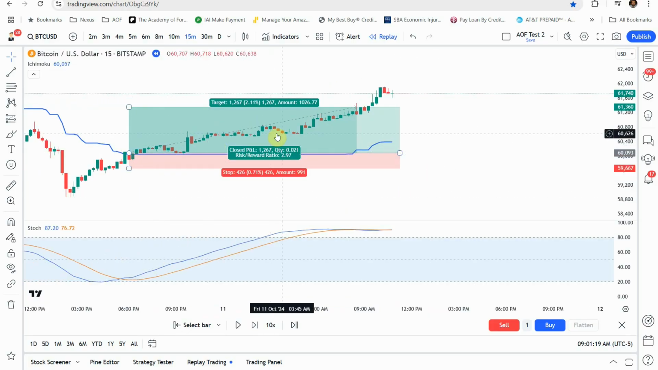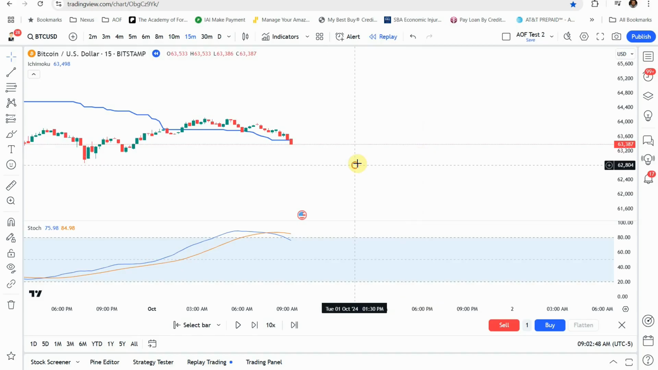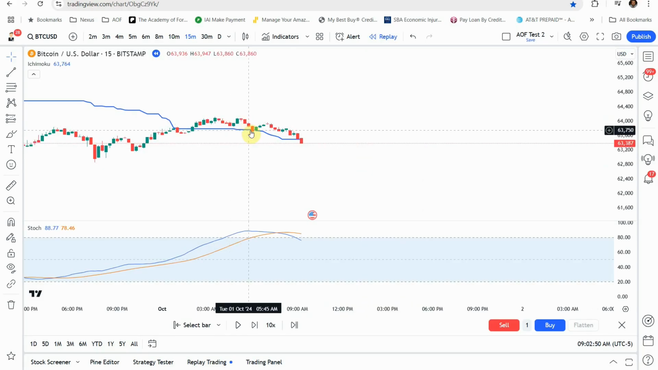And you can see it takes a little bit, but we eventually make our way up there, getting us to our take profit. And for a short trade setup, what we're looking for is price action to cross below that baseline. And again, we're going to look down to the stochastic. We want the stochastic line to have made the cross that we're looking for right here.